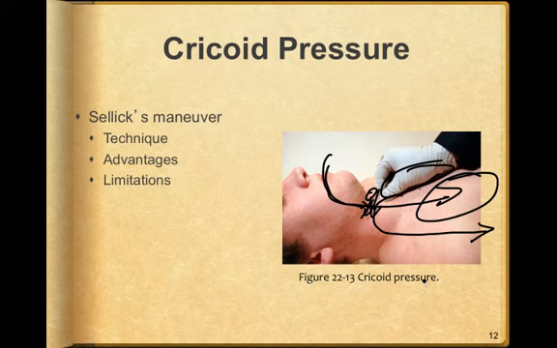Limitations on the Sellick maneuver: it can worsen the view of the vocal cords, does not completely eliminate the risk of aspiration, can lead to esophageal rupture. It can compromise an unstable cervical spinal injury, and may also cause laryngeal trauma. In pediatric patients, excessive force can occlude the trachea because the cartilaginous rings that maintain the open trachea have not fully formed. So whenever we're doing it on a pediatric patient, very gentle should be our mantra.